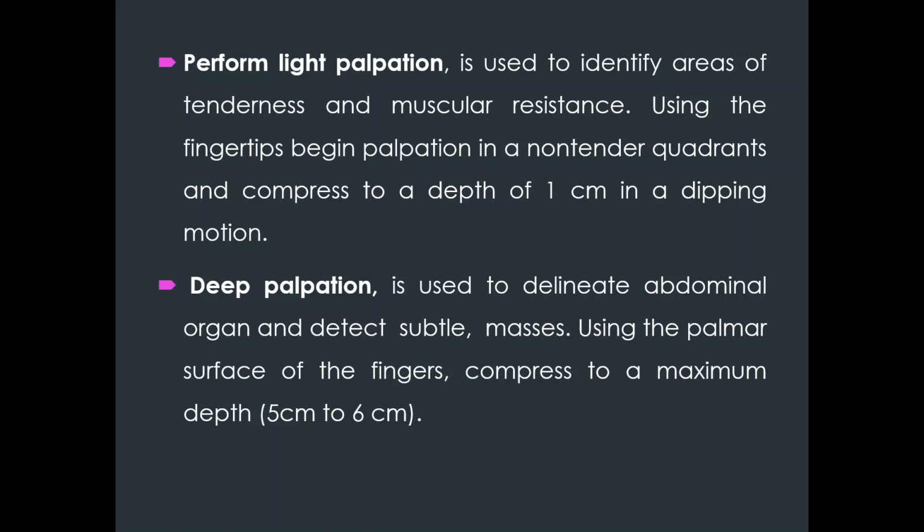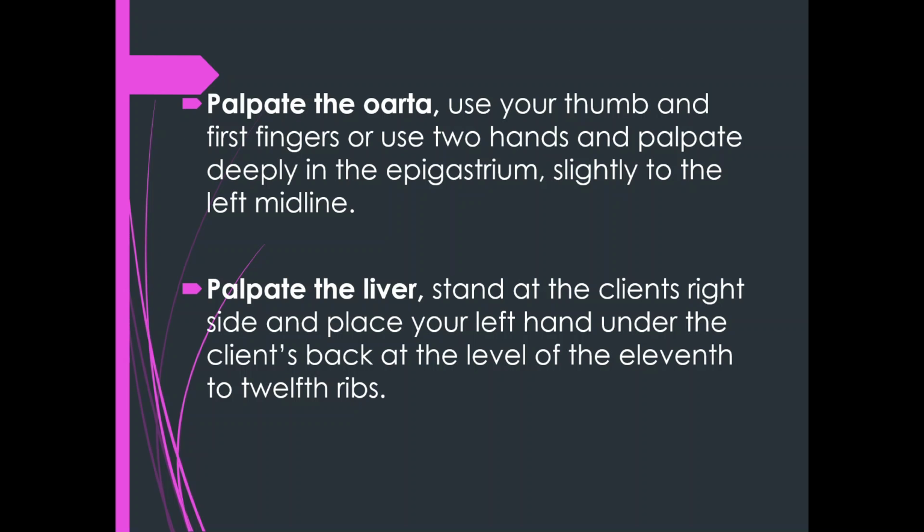Deep palpation, on the other hand, is used to delineate abdominal organs and detect subtle masses. Using the palmar surface of the fingers, compress to a maximum depth of 5 to 6 centimeters. Palpate the aorta. Use your thumb and first fingers, or use two hands, and palpate deeply in the epigastrium, slightly to the left of midline. Palpate the liver. Stand at the client's right side and place your left hand under the client's back at the level of the 11th to 12th ribs.